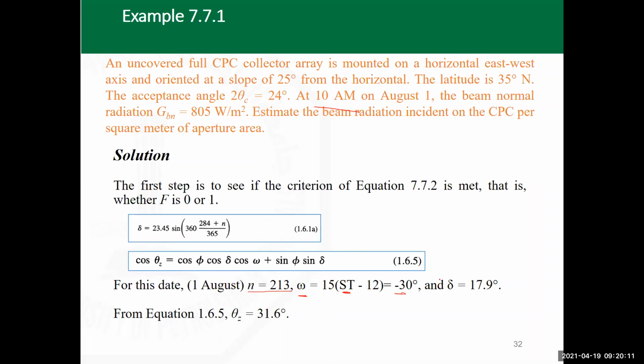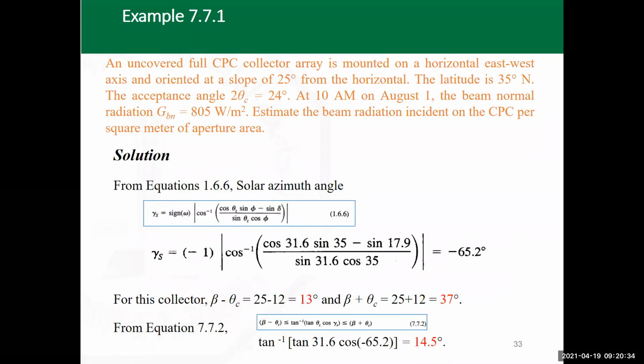If you substitute 213 as n here, you get a declination angle of 17.9. From this, you substitute into equation 165 so that you can calculate the zenith angle, which has been calculated as 31.6. Then the solar azimuth angle, gamma s, is given by that expression, obtained from equation 166 in the book, and it is equal to minus 65.2.